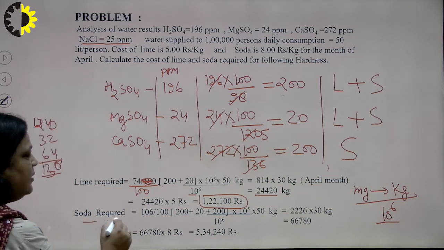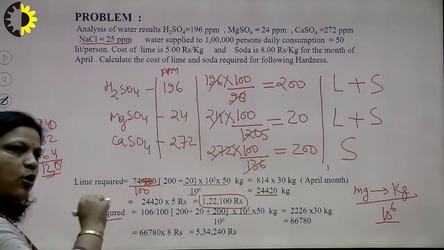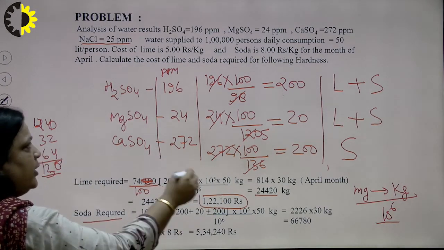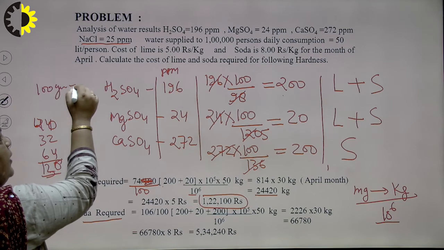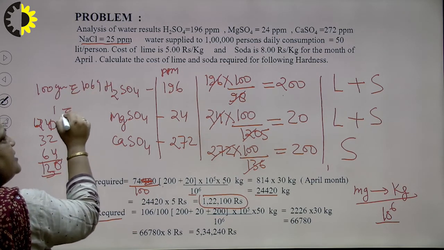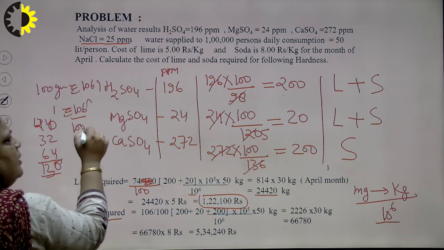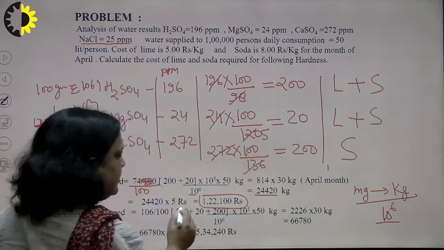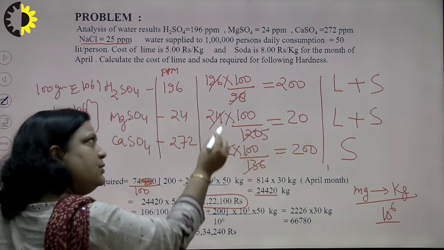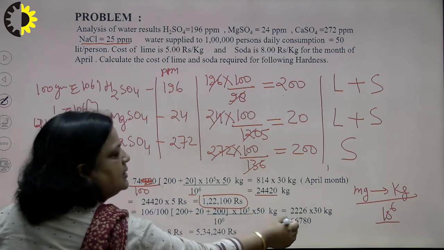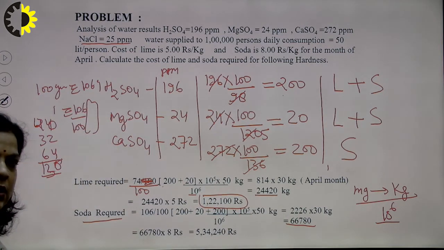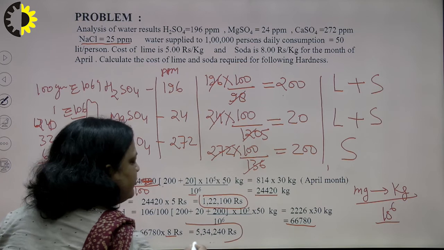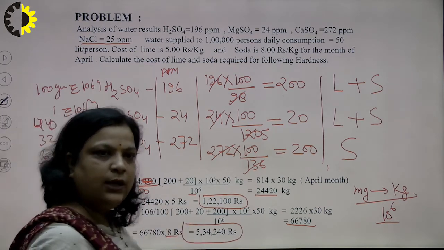Same, soda required 106 upon 100. Upon 100 means basically we see there all terms in calcium carbonate. So 100 gram calcium carbonate is equivalent to 106 gram soda. So 1 gram calcium carbonate is equivalent to 106 upon 100. So 106 upon 100, first plus second plus third, 200 plus 20 plus 200, into the same 10^5 into 50 upon this. So we get 66780, and cost is 8 rupees per kg. So the total cost for soda is 5,34,240 rupees.